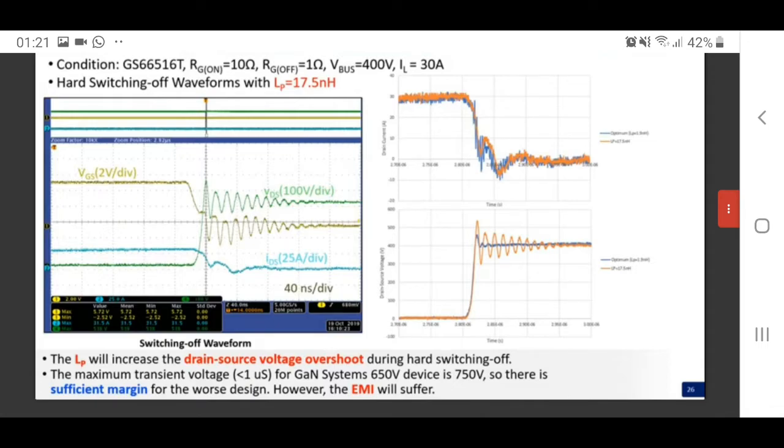However, the EMI will suffer. On the other hand, we don't want the power loop to affect the gate loop and the other components. So please still try to minimize the power commutation loop by a flux cancellation design.